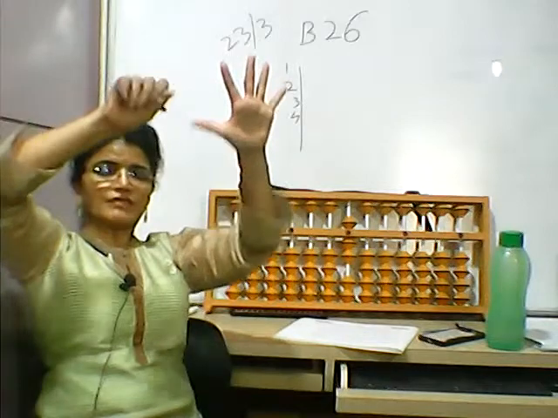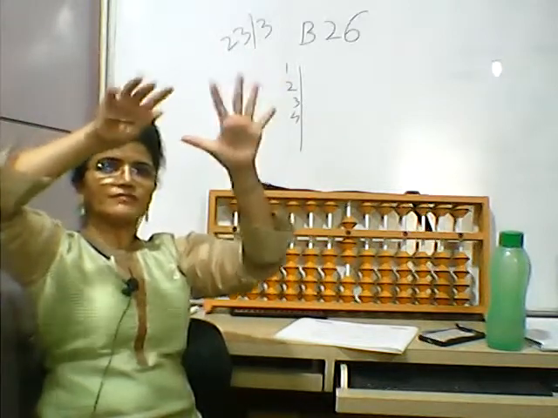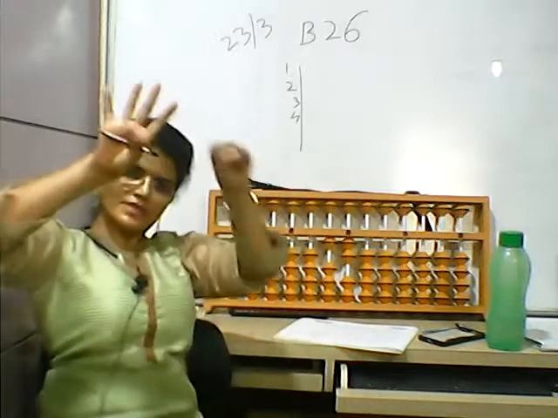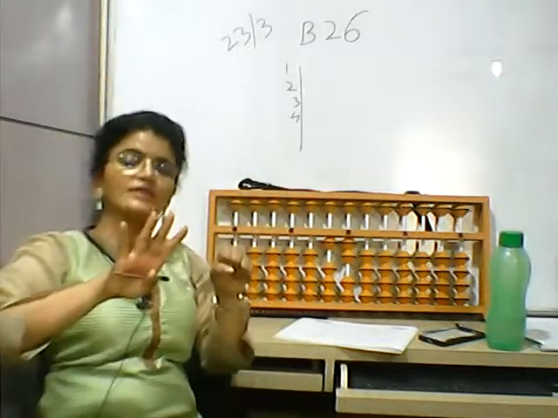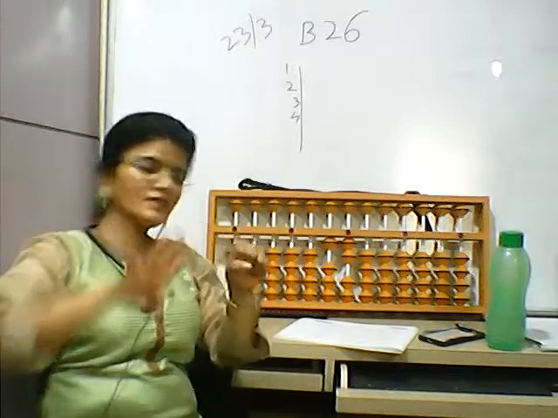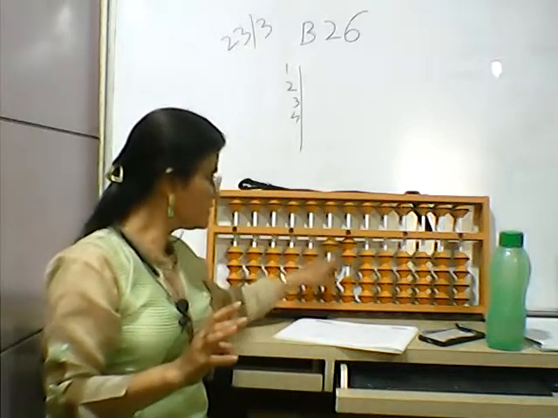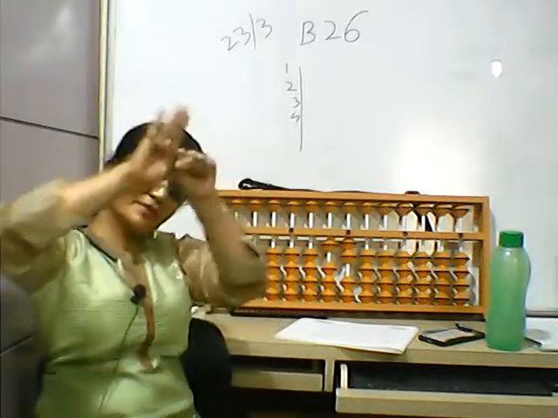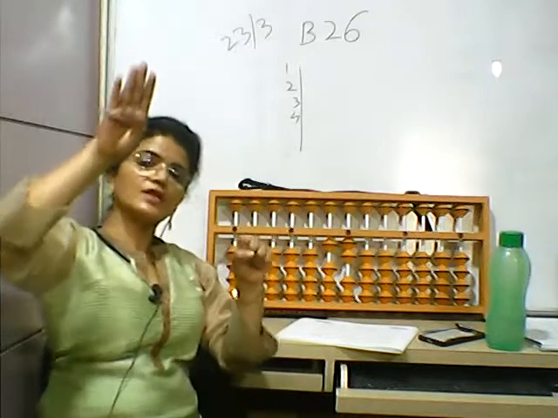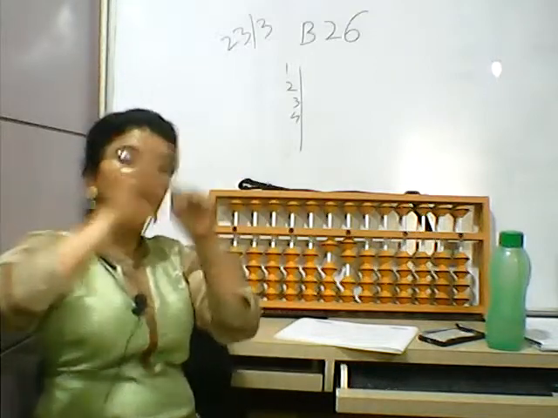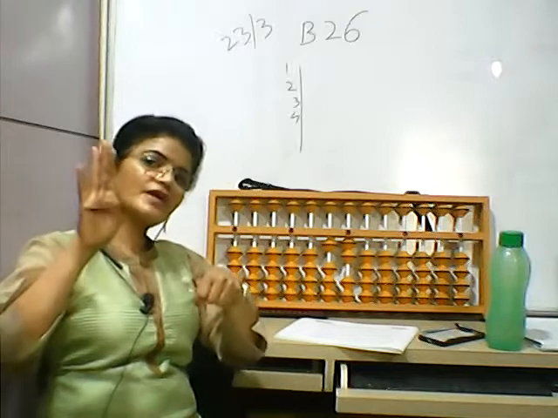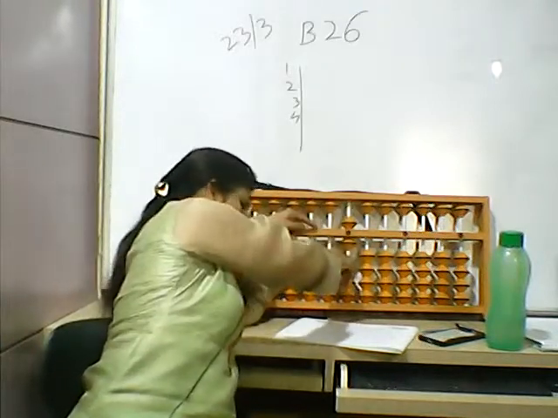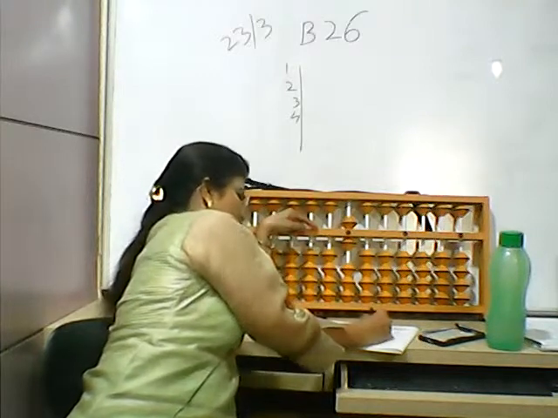Minus 5, plus 10, minus 5. Minus 10, plus 4. Plus 4 to nahi hai. So mix complement. Minus 10, plus 5, minus 1. That is 5 and 1, 6.